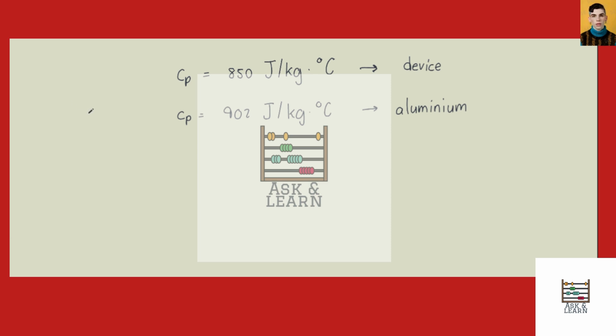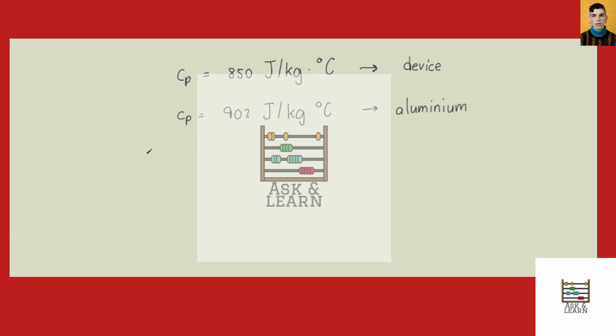So we assume that the device and heatsink are isothermal. The thermal properties of the device and the sink are constant, and heat loss from the device during the on time is disregarded. Now, the specific heat of the device is 850 joules per kg degrees Celsius, and the specific heat of aluminium at room temperature is 902 joules per kg degrees Celsius.